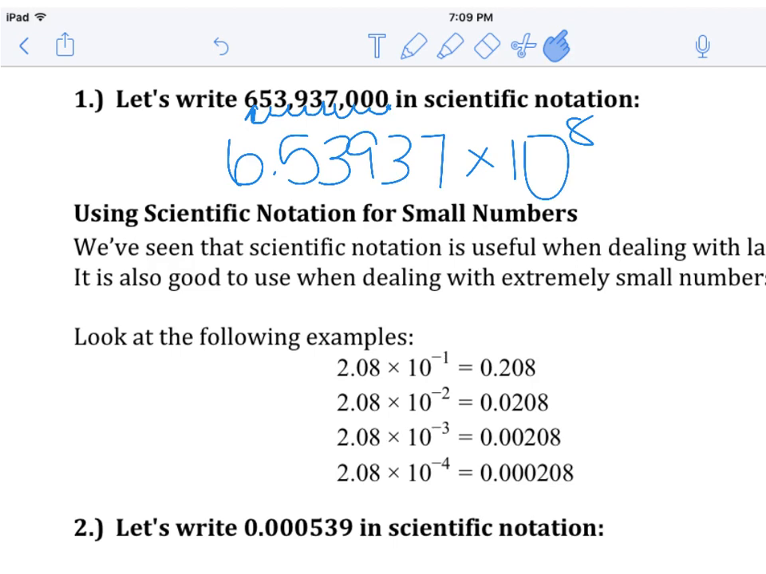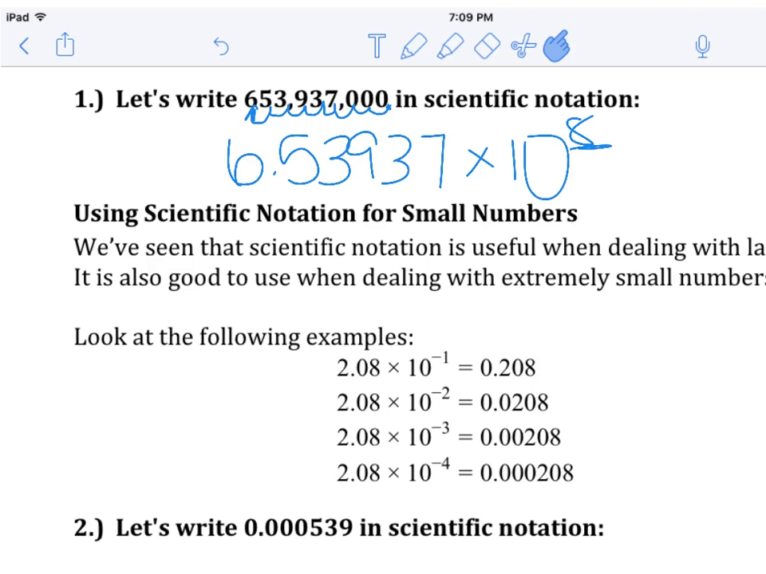Now I know what you're thinking. You just said we have to move right when the exponent is positive, but in this format we're writing a number in scientific notation, and we're taking a really large number, and that's why the exponent is going to be positive.